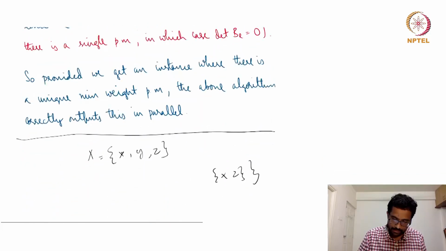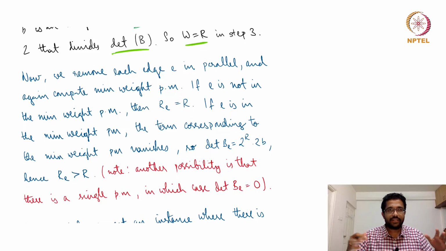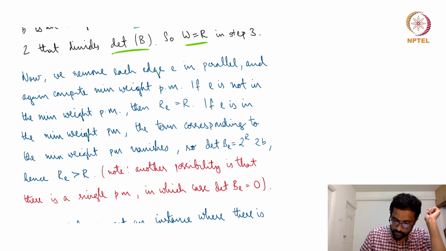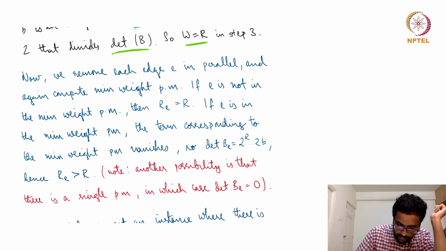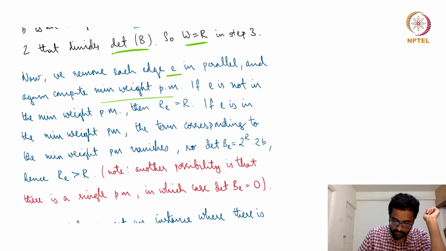In the parallel steps, each edge, or the processor corresponding to each edge, does something on its own, and automatically that is supposed to output that edge if and only if that edge is in the unique min weight perfect matching. Now in the parallel operations, we remove each edge and compute the minimum weight perfect matching.